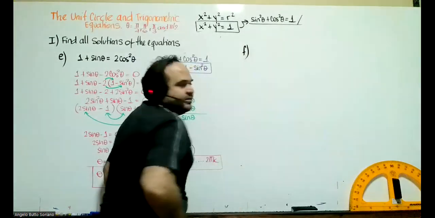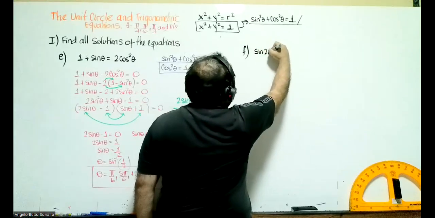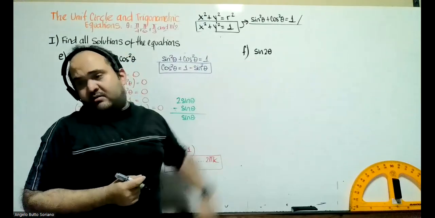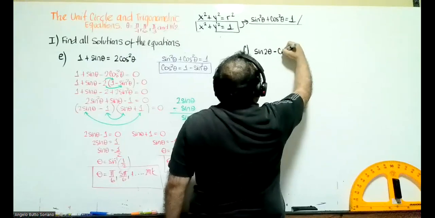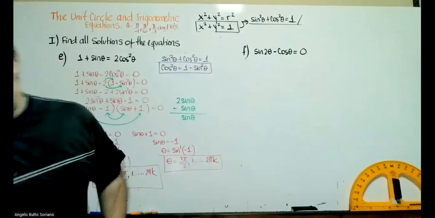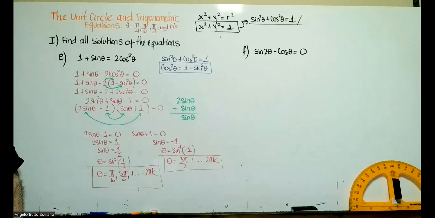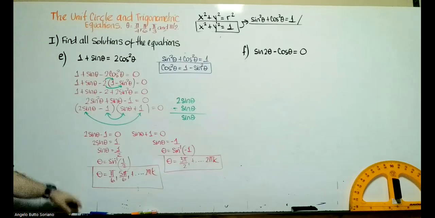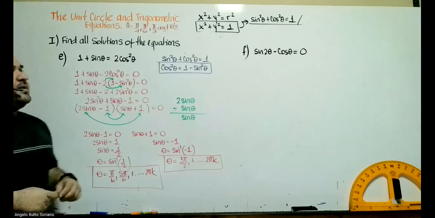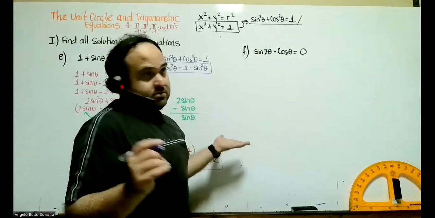We have the letter F. For example, we got sine of 2 times theta. Check this out: sine 2 theta, no sine square, minus cosine theta, that will be equal to 0. How can we solve these trigonometric equations? Well, once again, the only thing that we must do is apply the trigonometric identities, because sine of 2 theta is a double angle trigonometric identity. Yes or no? Of course.